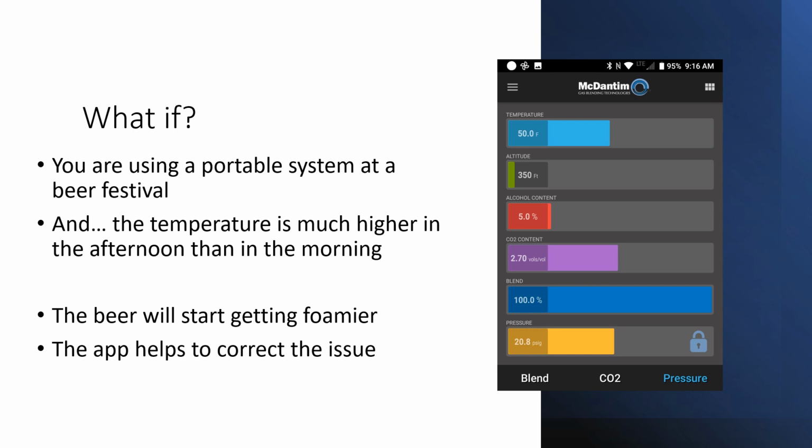So now in our example, the temperature of the keg is at 50 degrees Fahrenheit. A lot of times when we notice foamy beer, we have a tendency to want to turn the pressure down. But when you do the math and use the app, you can see that the pressure now needs to be at 20 pounds per square inch as opposed to 13. This is an easy fix to a very simple and common problem.